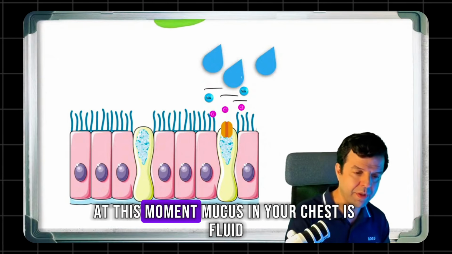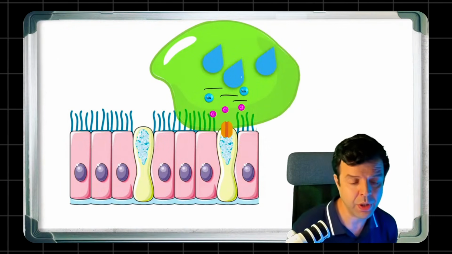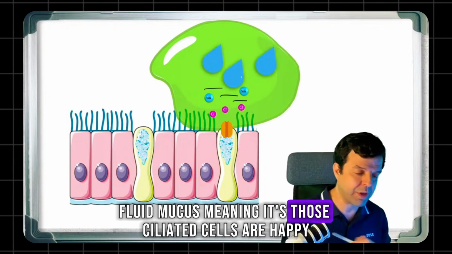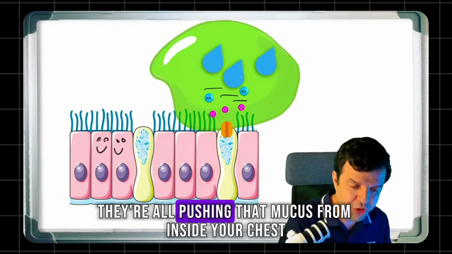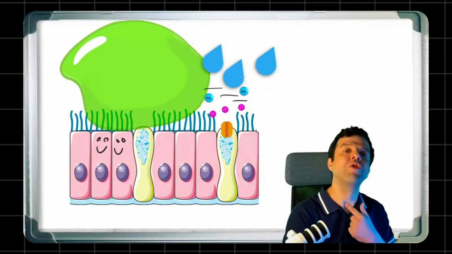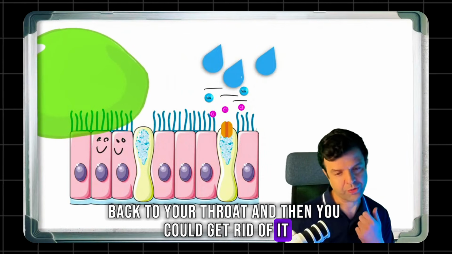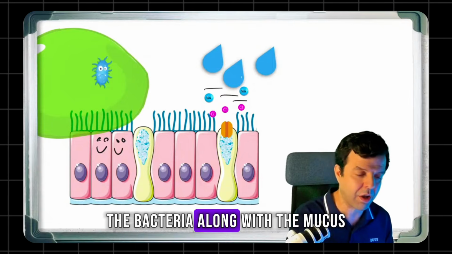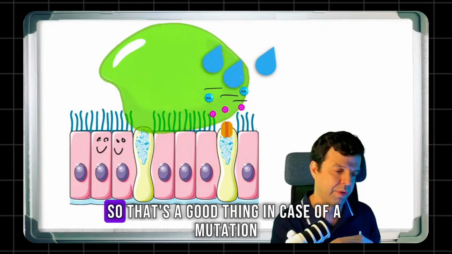At this moment, mucus in your chest is fluid. Fluid mucus is a good thing. Fluid mucus meaning those ciliated cells are happy. They're all pushing that mucus from inside your chest back to your throat, and then you could get rid of it. So even if there was bacteria here, the bacteria along with the mucus will be pushed outside your chest. So that's a good thing.